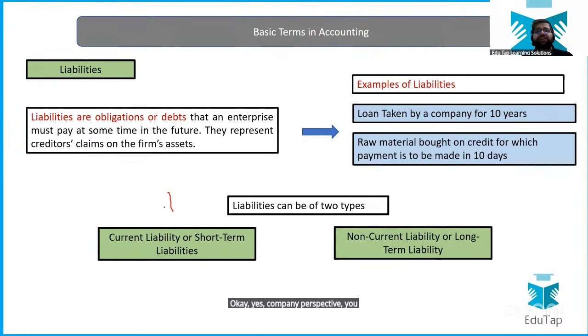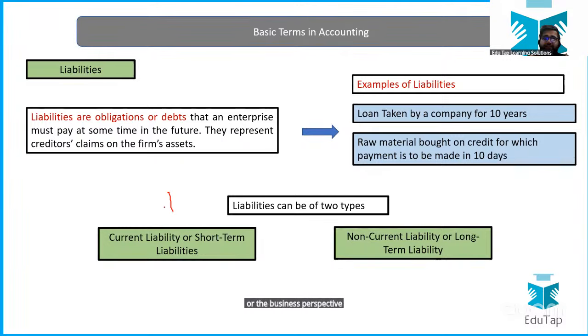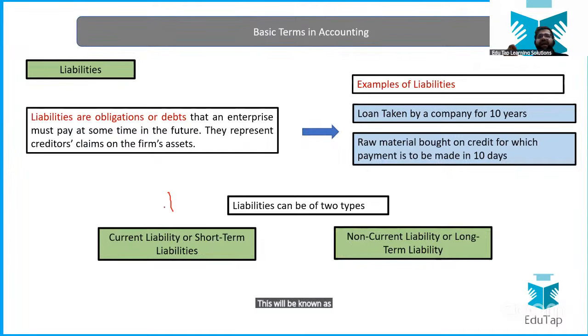You always have to check the company's perspective or the business perspective, right? So if I pay salary, it will be a liability. Now, if I say that I am yet to pay salaries for 5 years, I have not paid them and I have to pay them for 5 years at once. This will be known as outstanding salary, or a salary which I have to pay. So outstanding means what? That I have to pay this. So can I say that outstanding salary is a current liability?